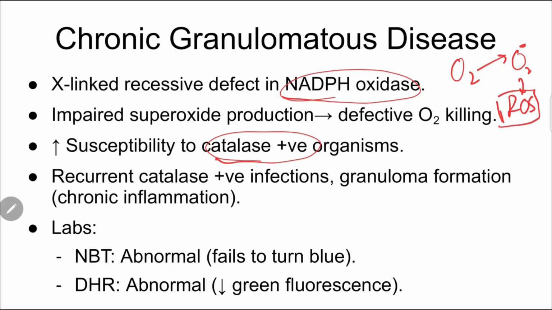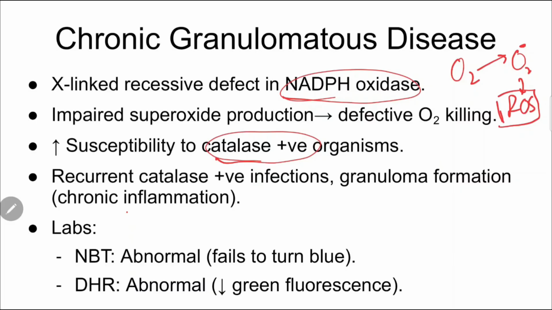And I have talked about the examples of catalase positive organisms such as Staph aureus, Pseudomonas, E. coli, Aspergillus, right? All of these. Okay, so what are the clinical features that you will see? Obviously, recurrent catalase positive infections. You will also see granuloma formation. Why? Because it's a chronic granulomatous disease, it's in the name, and it's a chronic infection, so you will also see the formation of granulomas.